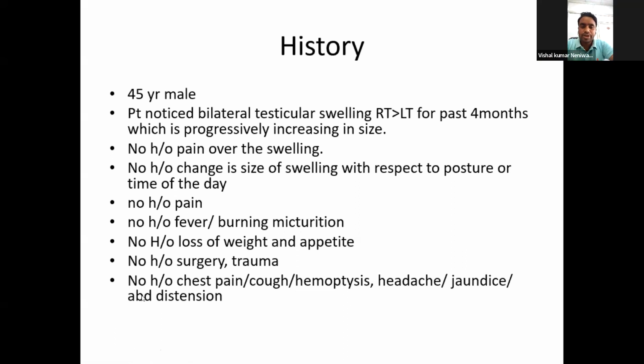Sir, a 45-year-old male with the complaint of bilateral testicular painless swelling. Just a minute. First, what other thing will you ask in this patient? Sir, any history of trauma? No. You have to ask whether he is married or not, and whether he has completed his family or not, in the past.